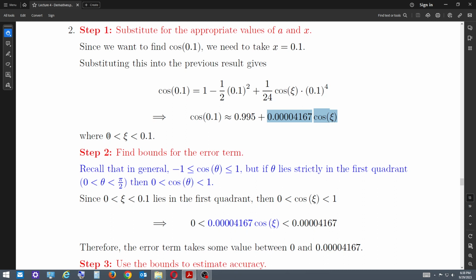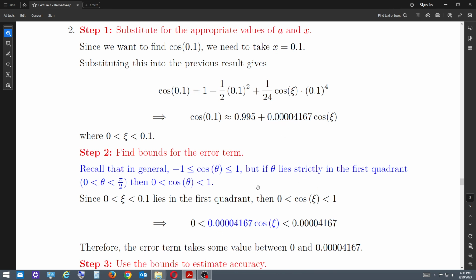Because this angle xc is between 0 and 0.1, obviously it means that it's between 0 and 90 degrees, or 0 and pi over 2. Which means that cos of that angle will be between 0 and 1. This we know for a fact. It does not matter what the value of xc is. This must be true. Now, because this is true, I can use that to estimate how big this error is. I need to multiply cos of xc by this value, so I can just multiply this entire inequality by that number.